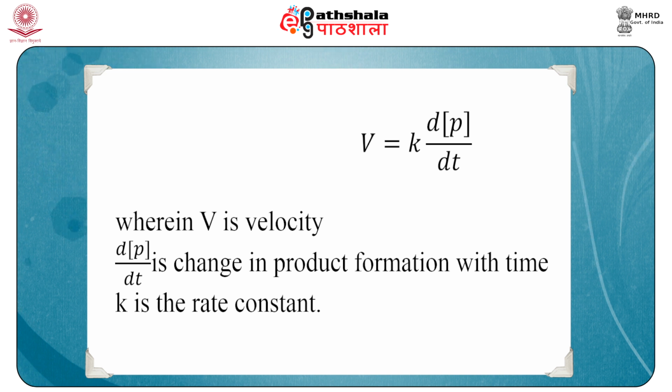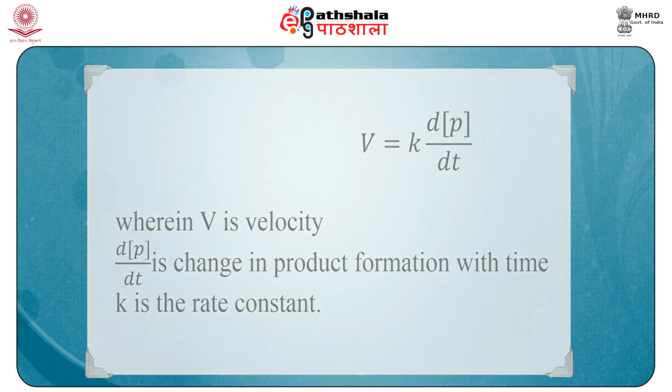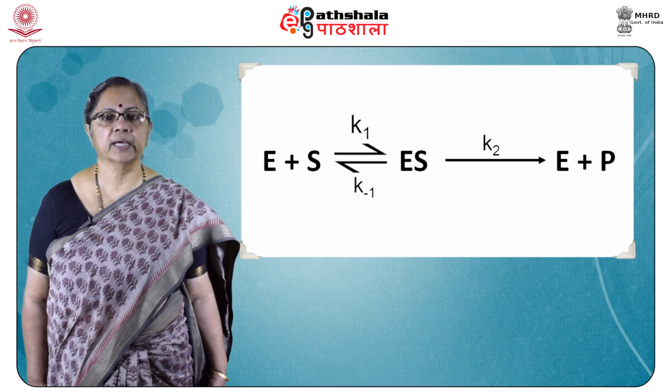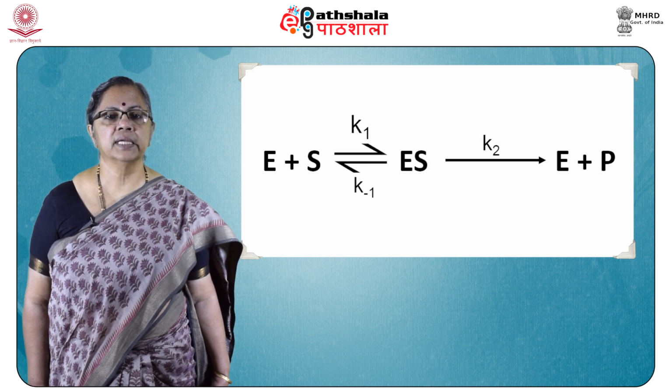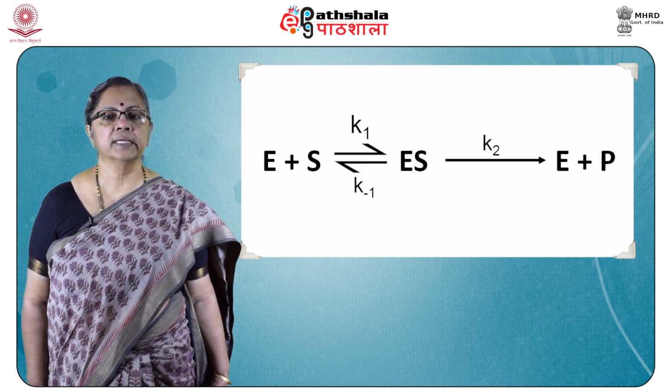The general velocity or rate of a reaction V is equal to k times dP by dt, wherein V is the velocity, dP by dt is the change in product formation with time, and k is the rate constant. In an enzyme catalyzed reaction, there are several rate constants, and these are designated in the overall enzyme reaction of a single substrate catalyzed enzyme reaction.